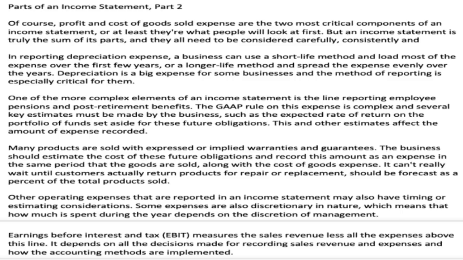Many products are sold with expressed or implied warranties and guarantees. The business should estimate the cost of these future obligations and record this amount as an expense in the same period that the goods are sold, along with the cost of goods expense. It can't really wait until customers actually return products for repair or replacement. It should be forecast as a percentage of the total product sold.